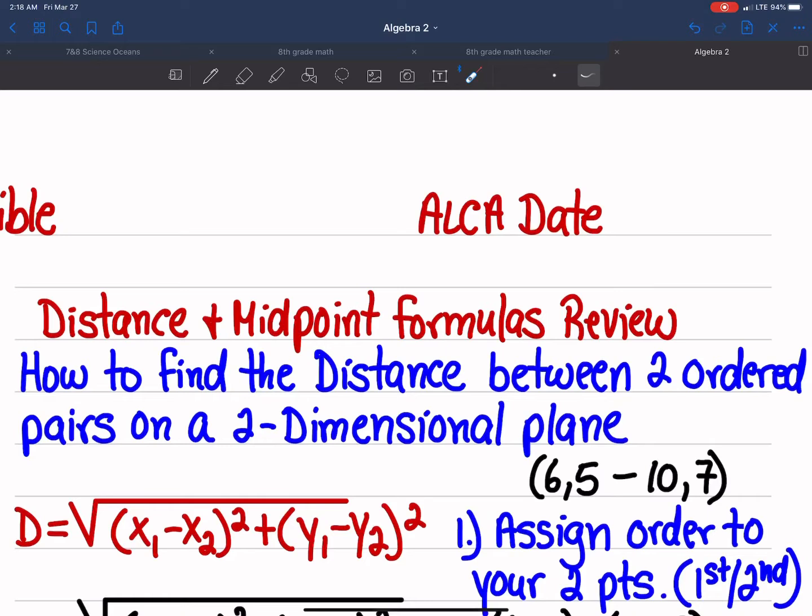All right, so we're going to use two ordered pairs, (6, 5) and (10, 7). And the distance formula is right here.